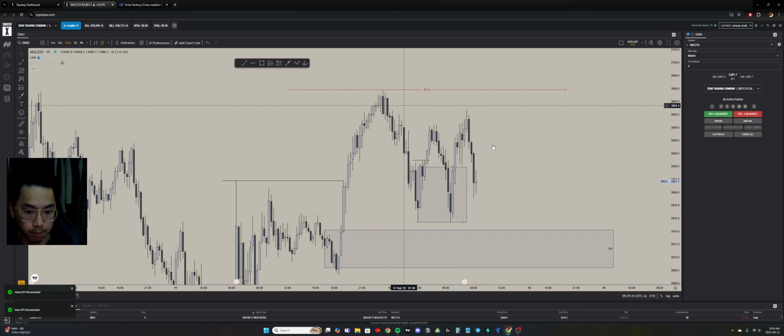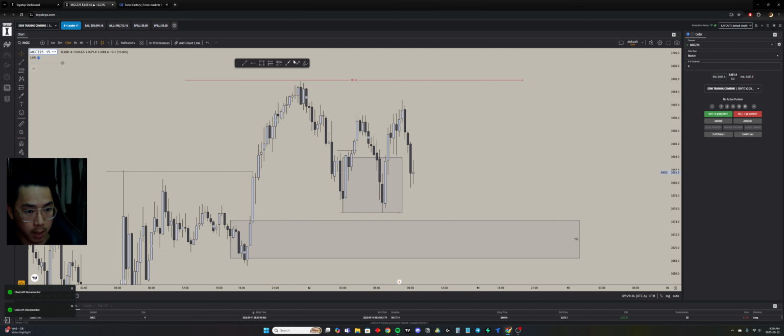So price came into here, and as you can see, it just continued to push up for the session. Again, in my head, best case scenario was that price actually takes out these equal lows, taps into this order block, and then we look for longs from there. But since that wasn't the case, it reacted from this order block.